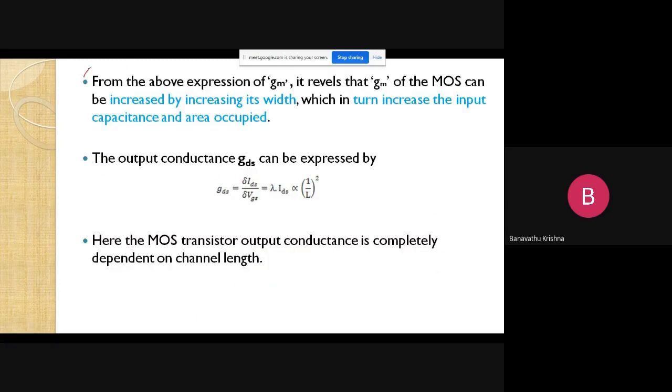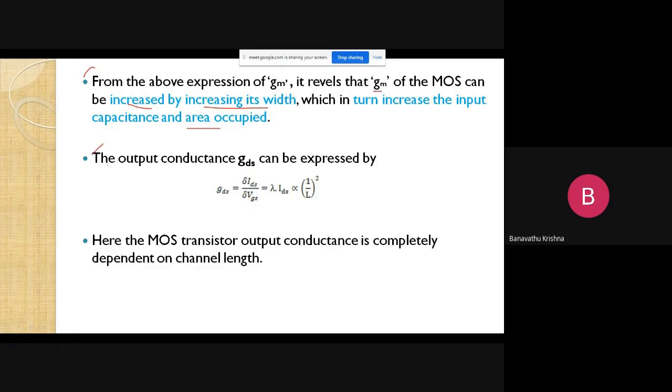Next, from the above expression, the transconductance of the MOS transistor can be increased by increasing the width of the channel, though this increases its input capacitance and the area occupied. So based on these things, the transconductance is going to be increased, right?